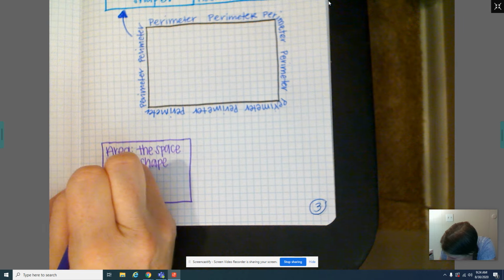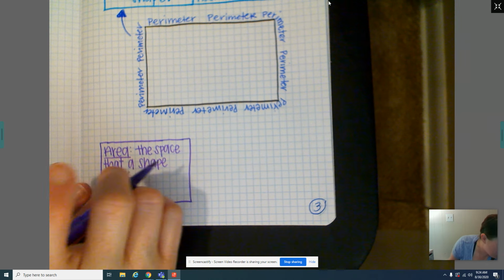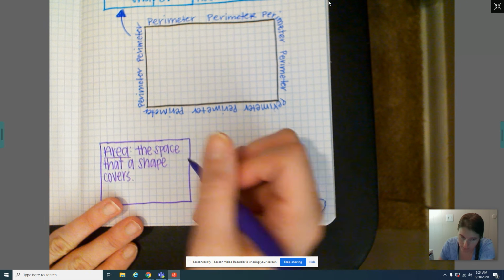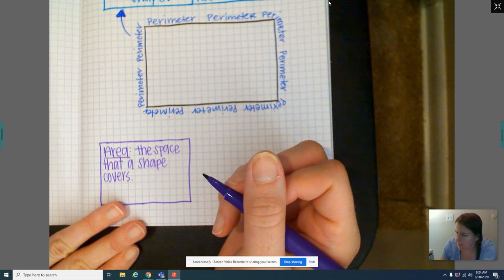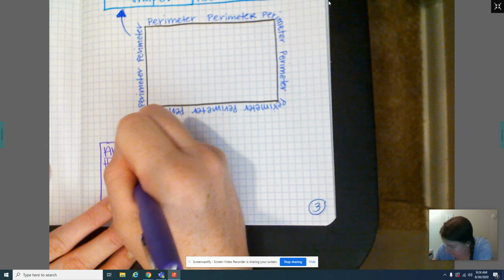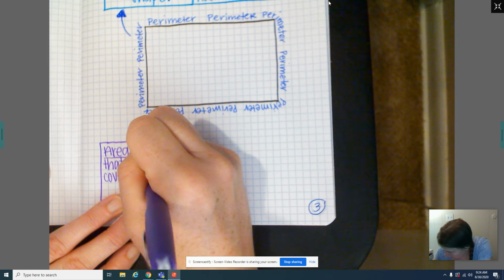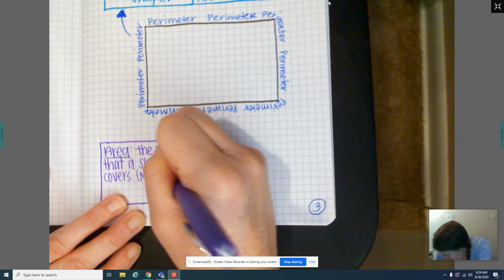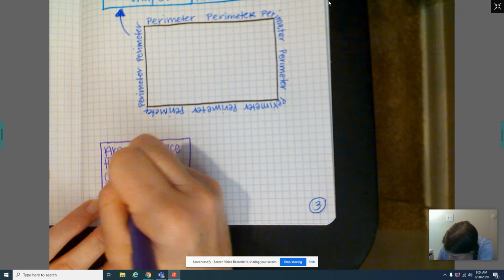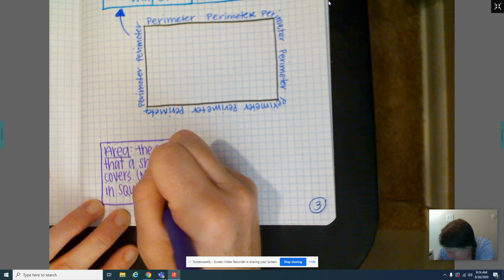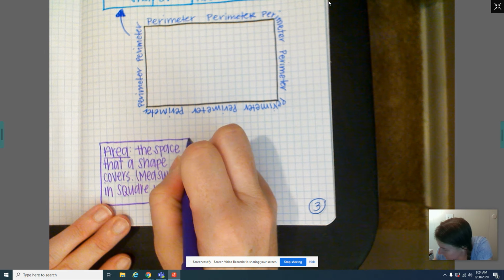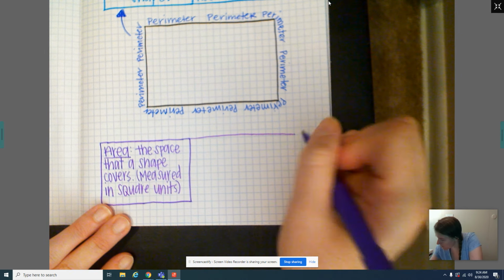Now, the other thing that I want to write is that it's measured in square units. And we'll talk a lot about that in the next couple of weeks, okay? So if you're kind of like, Miss Burnett, what does that mean? We're going to go over that in more detail, but I definitely want to write that down, okay? Measured in square units. Beautiful. All right, let's make the rest of our box over here.